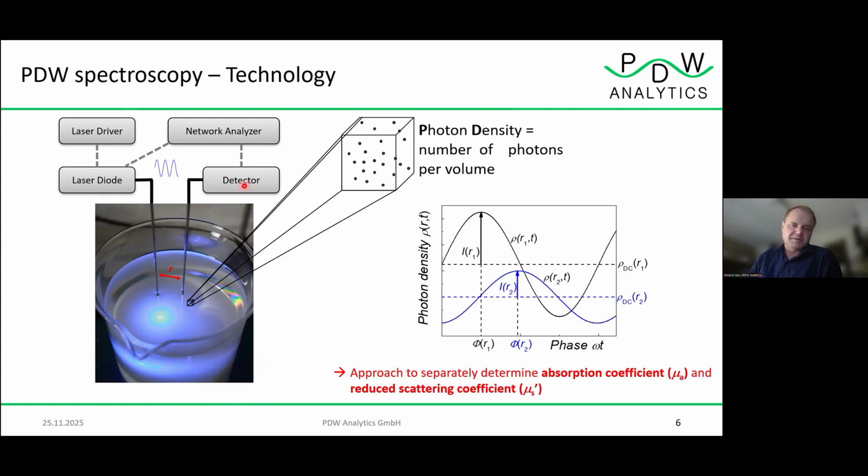Now, there's one clue about it. The light which is emitted into the suspension is intensity modulated. So not wavelength modulation, but intensity modulation. This intensity signal is generated by a so-called network analyzer.